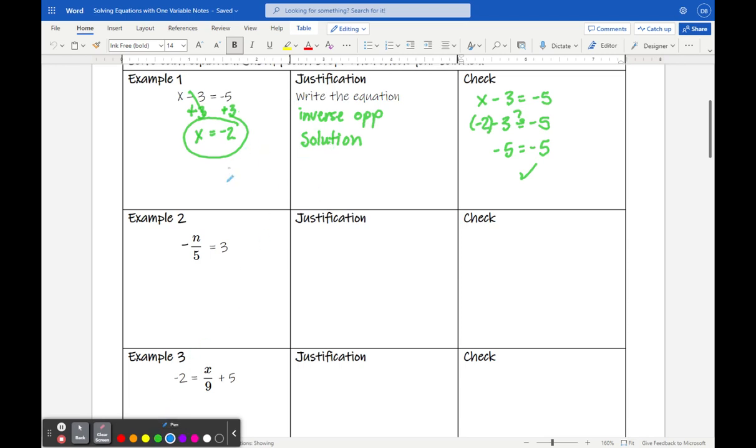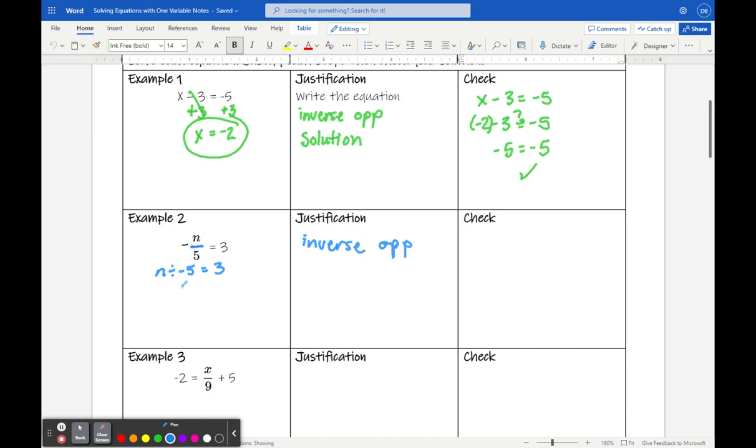Let's kick it up just a little bit. Here we have negative n over 5 equals 3. If you have forgotten, this fraction bar also is a division bar. So this would be n divided by negative 5 equals 3. If you need to rewrite it, that's fine. Some people like to rewrite it. Here I can see I have my variable, I have my constant, and then there's my balanced equation. I need to isolate my variable by using the inverse operations.